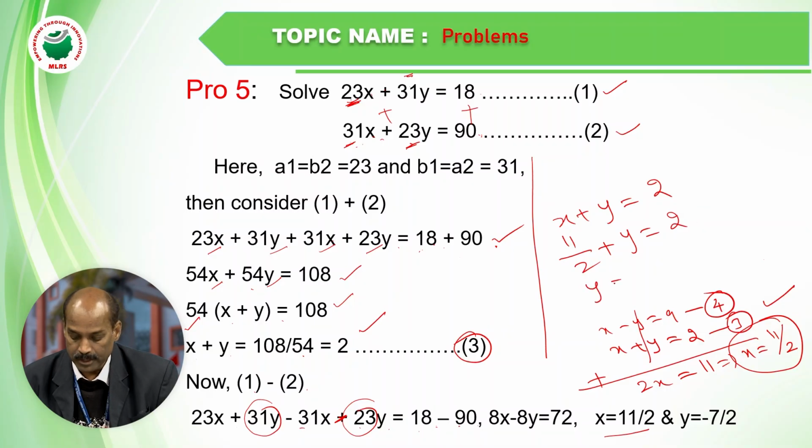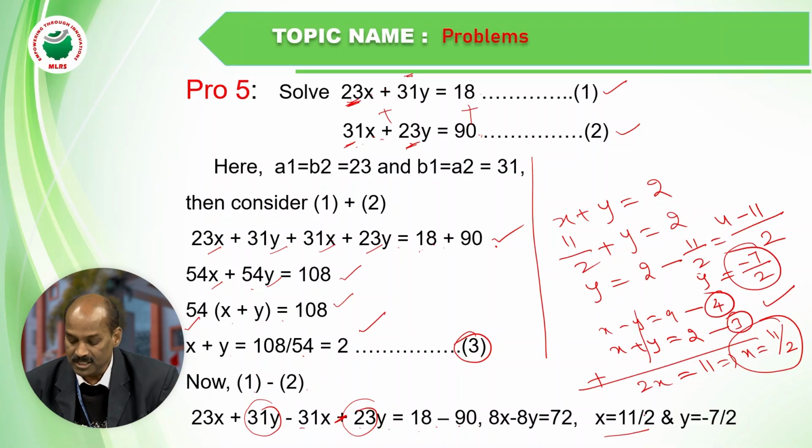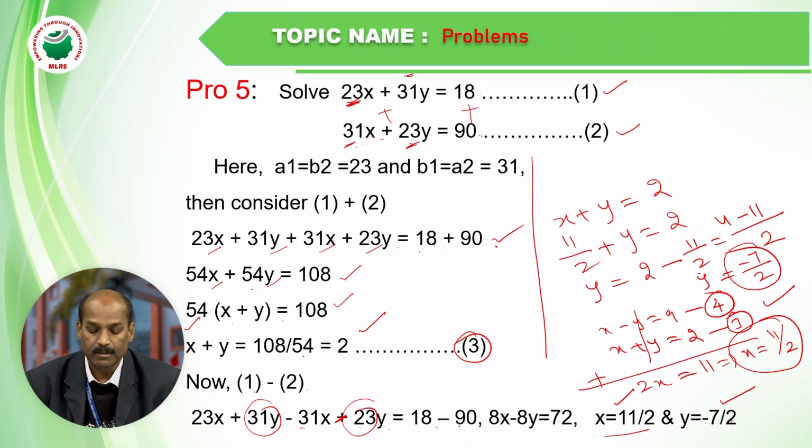So what is the y value here? 2 minus this, you send that side. So 11 by 2. Now take LCM 2. Here 2 into 2, 4 minus 11. So 4 minus 11, how much? Minus 7, divided by 2. So this is the y value. So finally the answer is x equals 11 by 2 and y equals minus 7 by 2. This is the solution to the given problem.